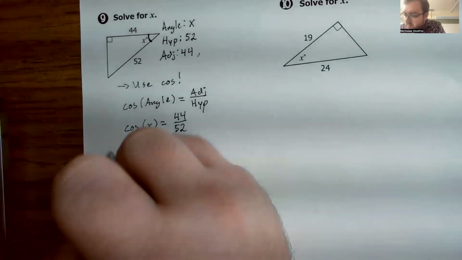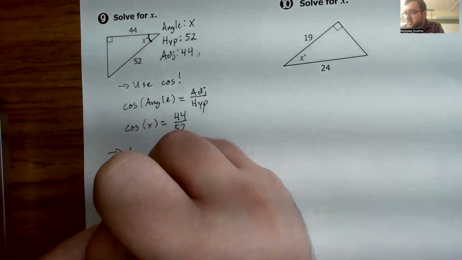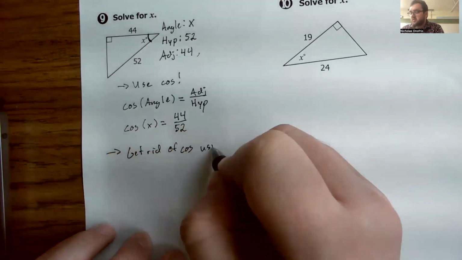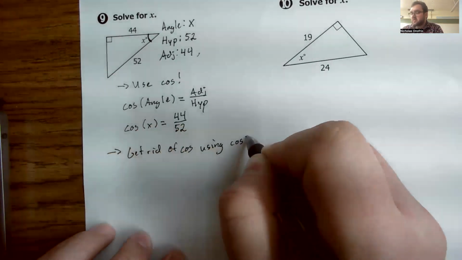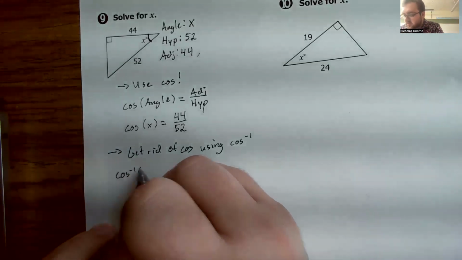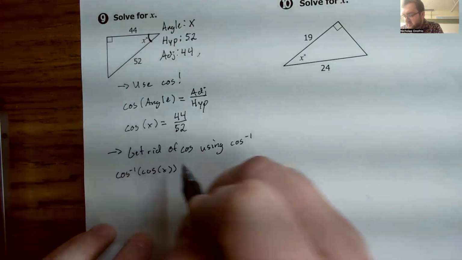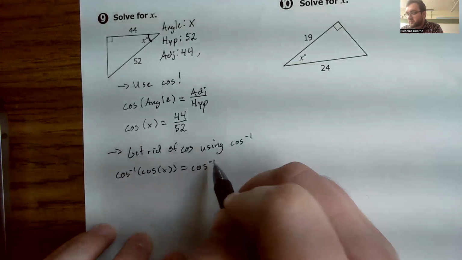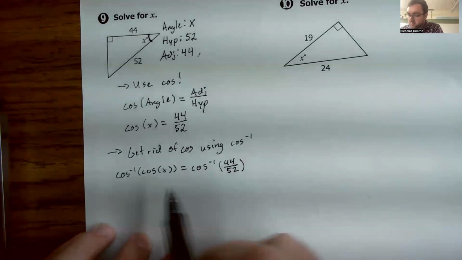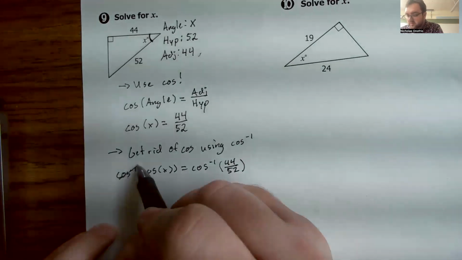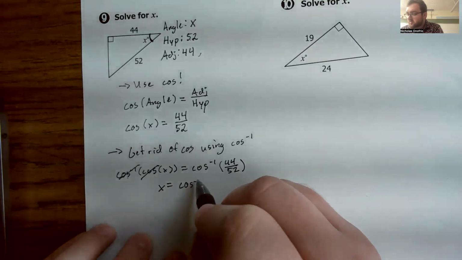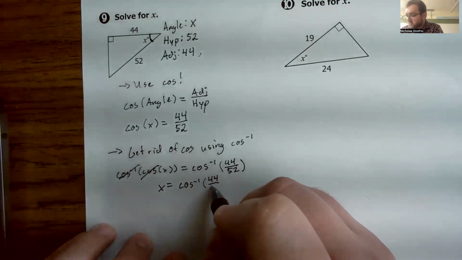Just like on our last examples, we can get rid of cosine. We want to get rid of cos using cos to the -1. So writing that out, we're going to have cos to the -1 of cos of x equals cos to the -1 of 44 over 52. Cos to the -1 and cos go away. I'm going to be left with x equals cos to the -1 of 44 divided by 52.